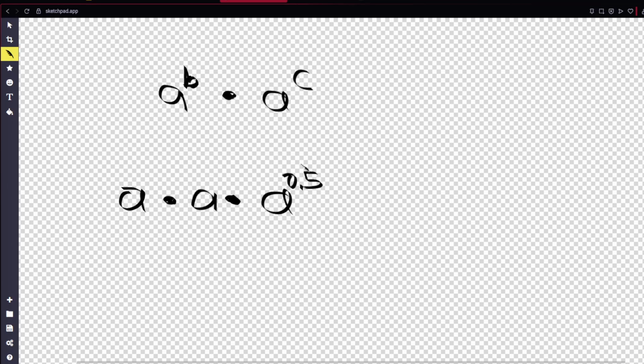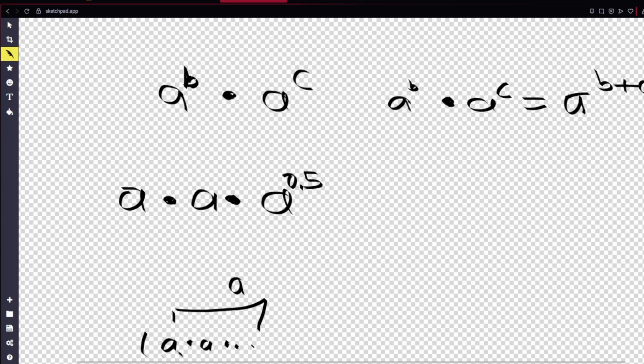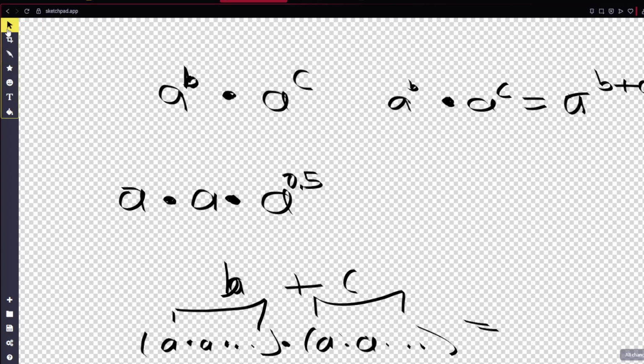That's simply how it's defined, because if you multiply two things together, this is where the exponent rules come in, a^b times a^c equals a^(b+c). The logic behind it is that since it's repeated multiplication, a is repeated b amount of times, times a repeated c amount of times. And you can just add them together because it's still repeated multiplication.